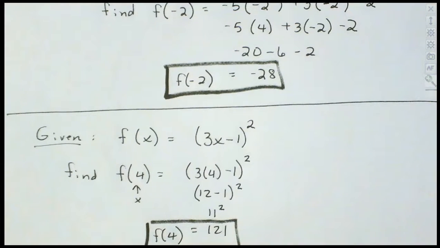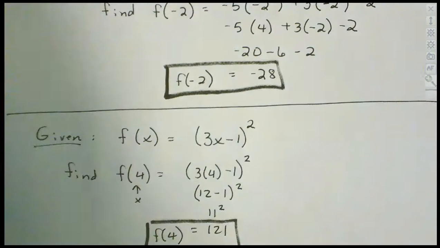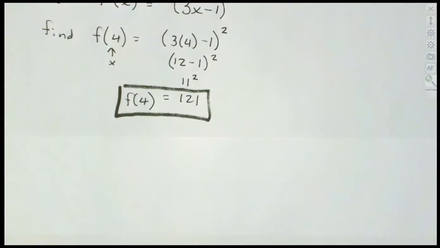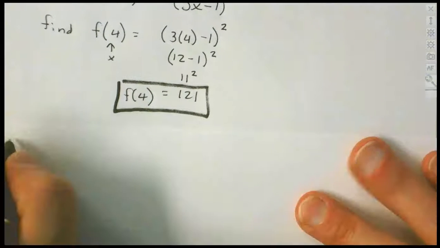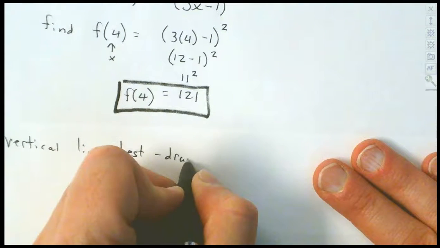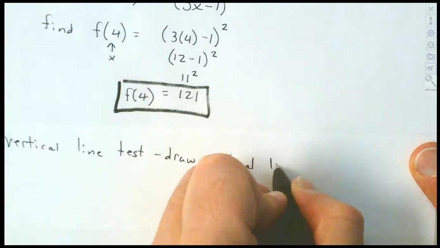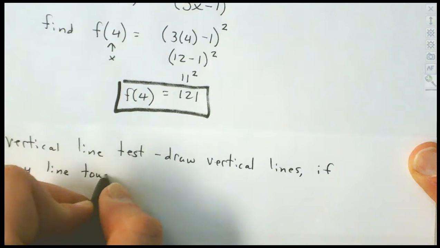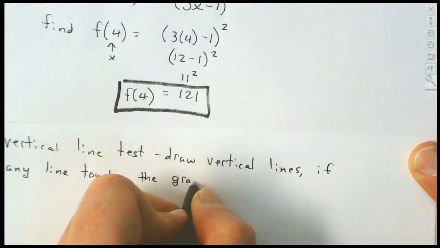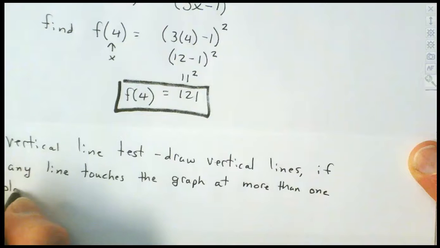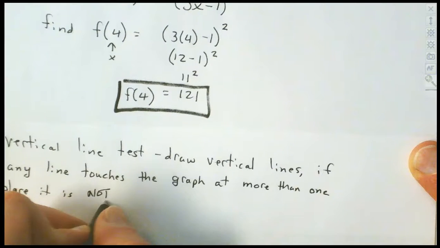Next, we're going to look at functions, and we're going to look at them as graphs. And we're going to see if these are functions or not. And to see if a graph is a function or not, we have to use what's called the vertical line test. Okay, so for the vertical line test, what we do is we draw vertical lines. If any line touches the graph at more than one place, it is not a function.